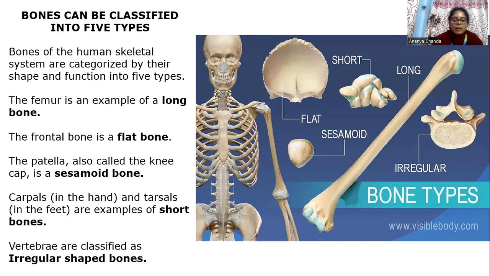Then comes the carpals and the tarsals. So carpals are present in the hand and tarsals are present in the feet. So these are known as the short bones. Then comes the irregular shaped bones. So these are the irregular shaped bones, and they are actually classified under which? The vertebrae.